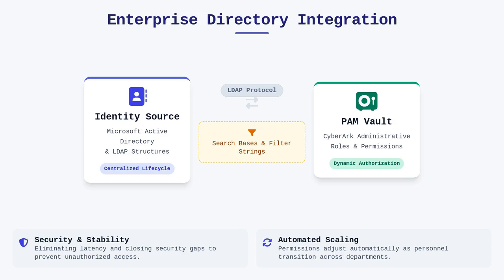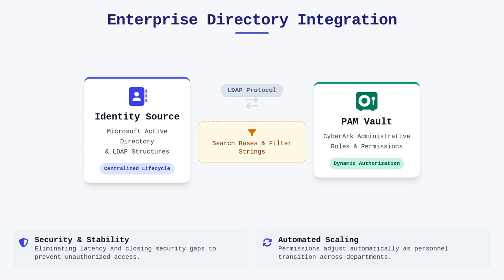Integrating an enterprise directory service, such as Microsoft Active Directory or an LDAP-compliant structure, is a foundational step in scaling your privileged access management strategy. By delegating authentication to an external directory, you effectively centralize identity lifecycle management, allowing for granular control of organizational units and security groups directly within the vault.